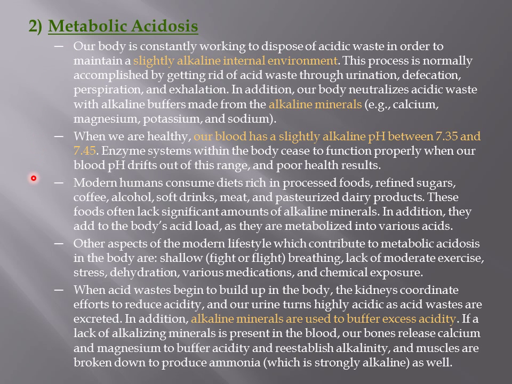The body will maintain the blood at this narrow range of 7.35 to 7.45 as long as it possibly can, because once the pH starts to shift in the blood, all sorts of things start to go wrong. So the body will allow the tissues to become compromised and become too acidic before it allows the blood to shift out of this narrow range.